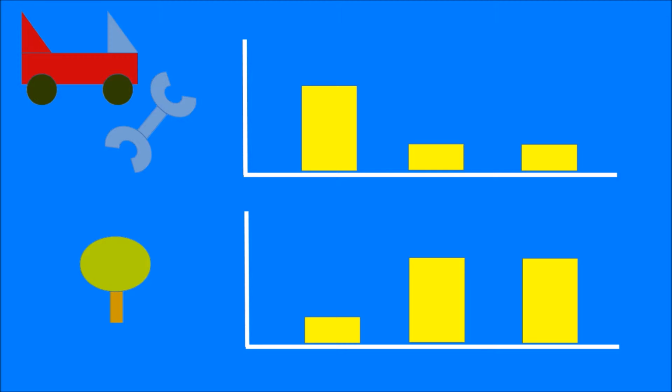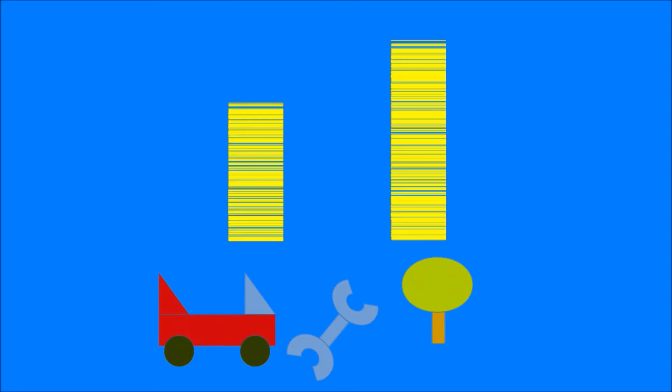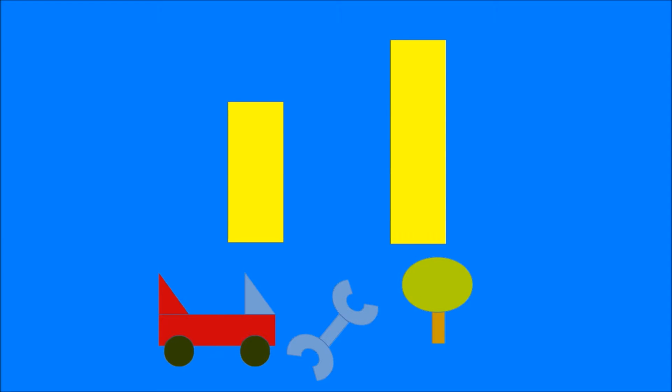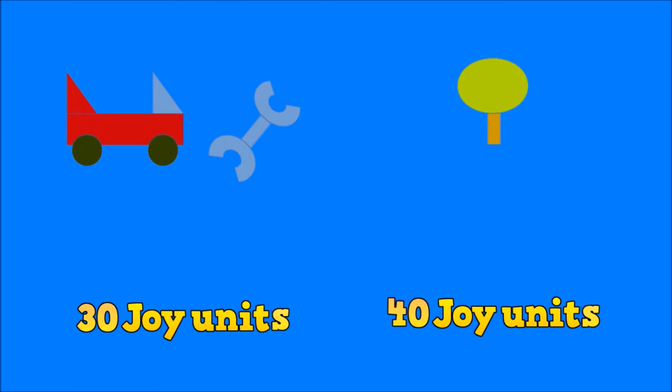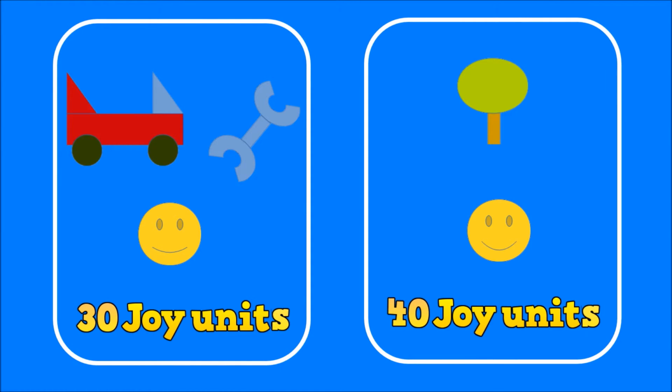To find out which scenario produces more joy, we add the amount of joy produced at each interval together and compare the net joy or suffering units. In this case, giving the being the car and a wrench will produce 30 joy units, while giving the being the tree will produce 40 joy units. In this case, giving the being a tree will produce more joy than giving the being a car and a wrench. We will now expand our example to include 2 beings for only one moment in time.